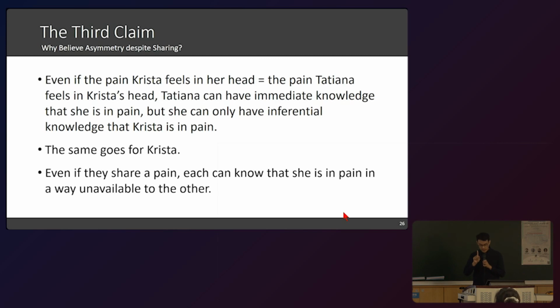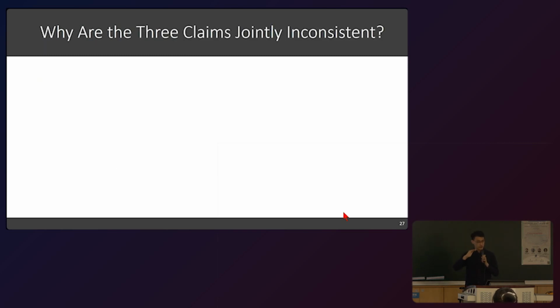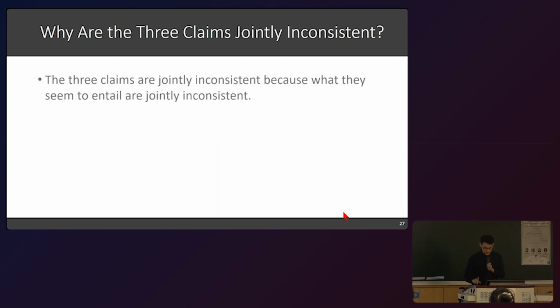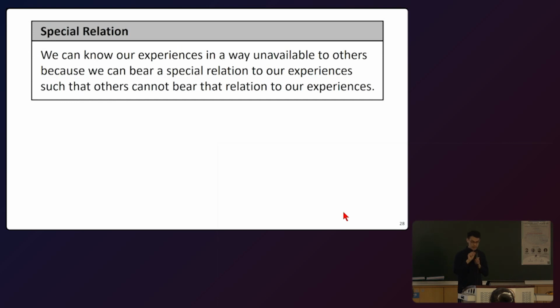So in short, even if they share a pain, each can know that she's in pain in a way unavailable to the other. Now that we have seen the three claims, let me briefly explain why the three claims are jointly inconsistent. In a nutshell, what they seem to entail are jointly inconsistent. The first claim said we can know our experiences in a way unavailable to others because we can bear a special relation, whatever that is, to our experiences, such that others cannot bear that relation to our experiences.